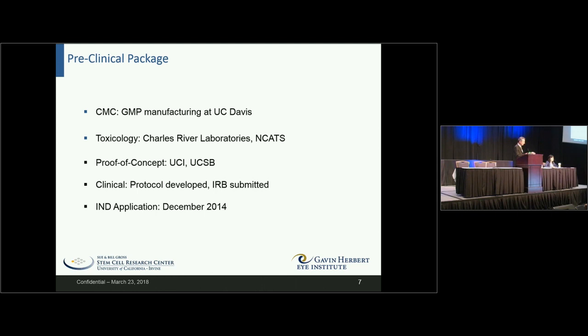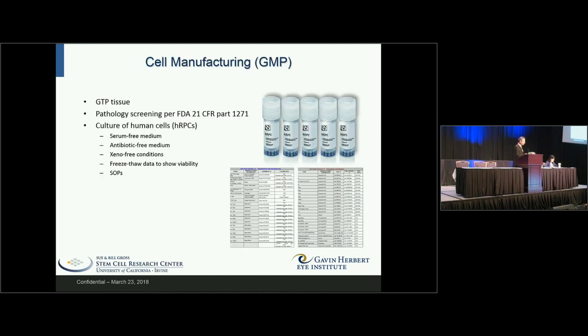We did, of course, proof of concept. We had some proof of concept, but we repeated it with the GMP product, both in our lab and in partnership with UC Santa Barbara. And finally, we had to develop a clinical protocol that was submitted both to the FDA and the IRB to get approval to start the trial. And this all went in at the tail end of 2014.